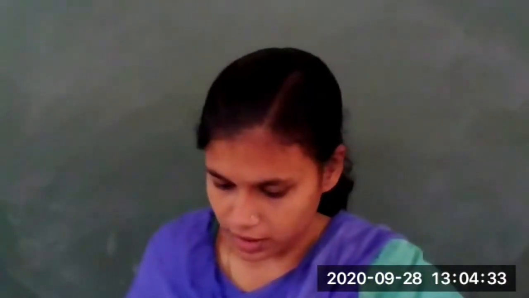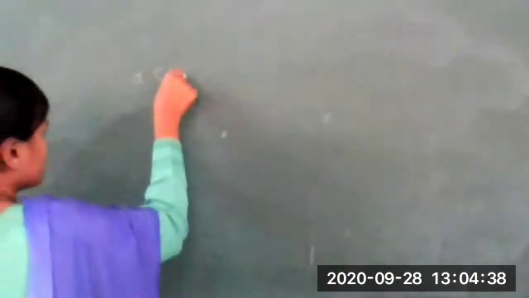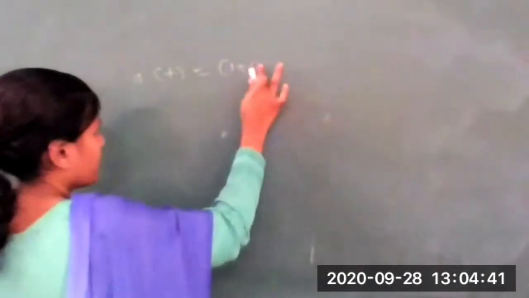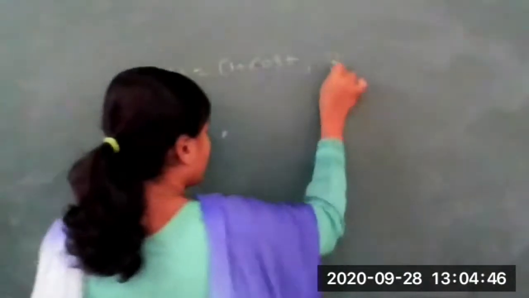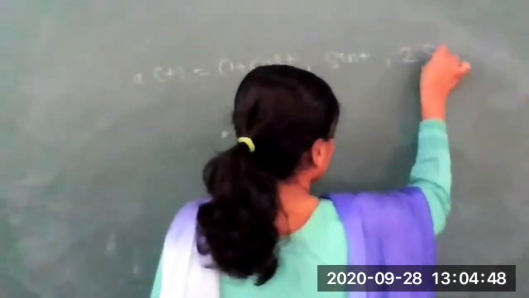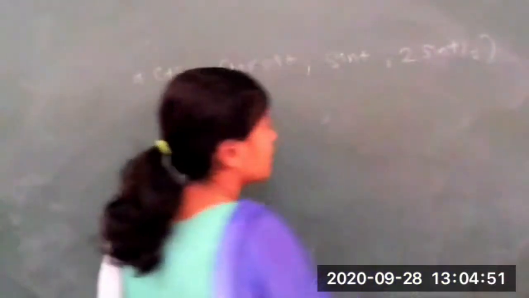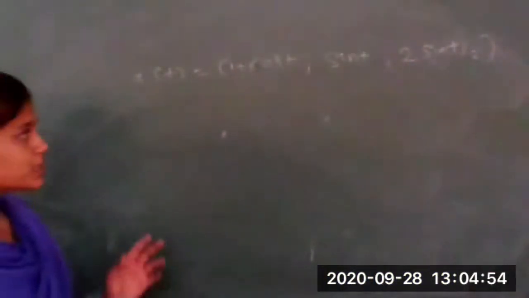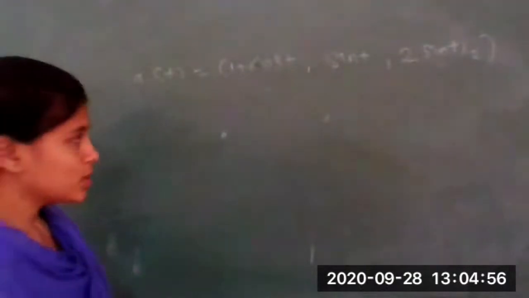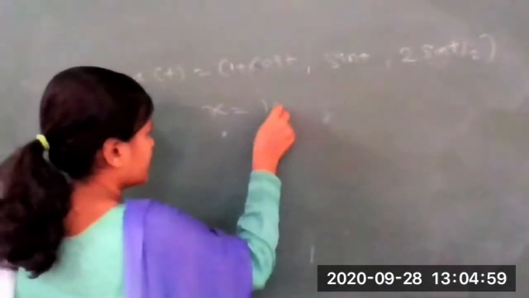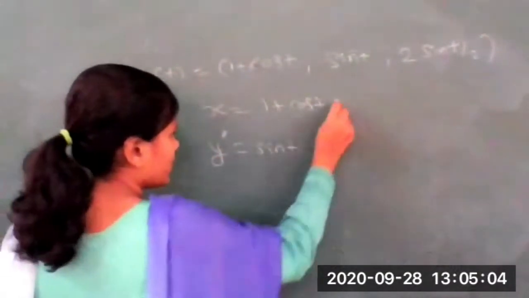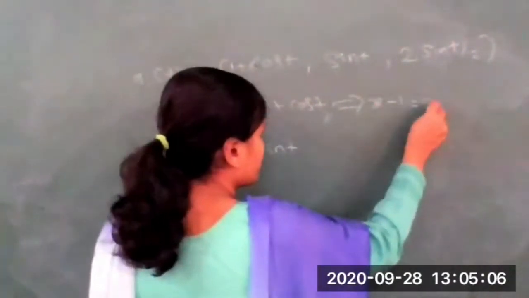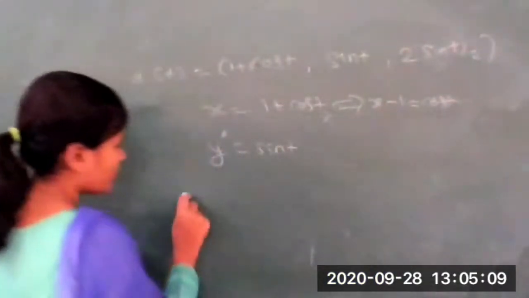So, let us have the next one. Let us have an example. See, alpha of t is equal to (1 plus cos t, sin t, 2 sin t by 2). Correct? Now, let's see whether this is the equation of a helix or not. Let us go with the first one. x is 1 plus cos t, y is sin t. So, can I write this equation as x minus 1 is equal to cos t? Correct.